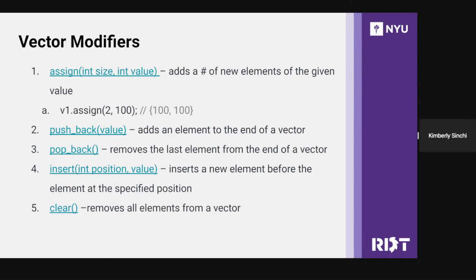Then we have push_back. This expects one parameter, and essentially this would add an element to the very end of the vector. If you wanted to remove the very last element of a vector, this would call for the method pop_back. If you wanted to insert a particular element at a certain index, then you would use insert. And if you use clear, this would remove all of the elements in the vector and start you from scratch. Next slide, please.